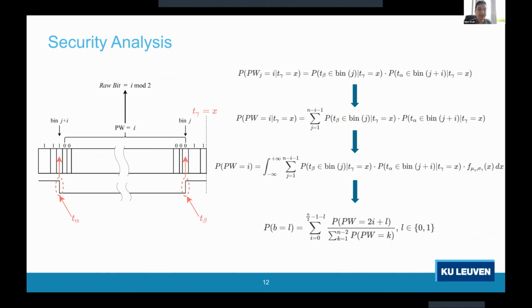As I said, if there is a bubble in the code, then no bit is output.